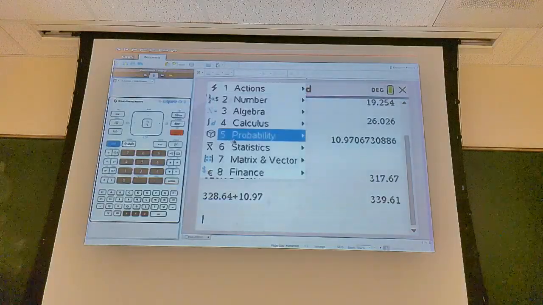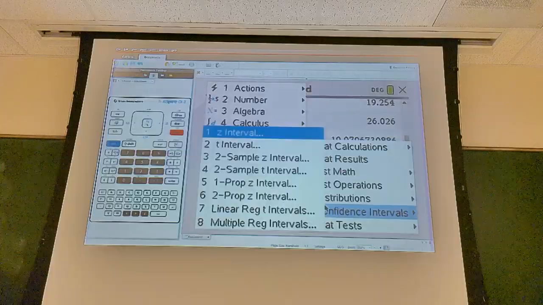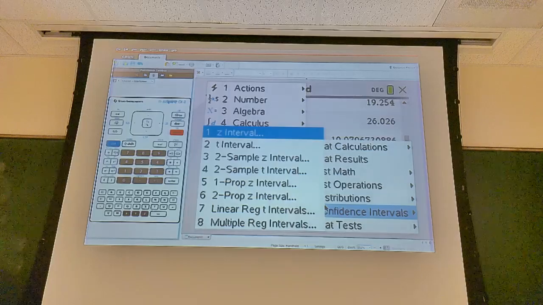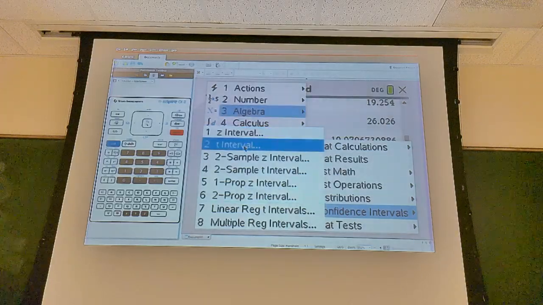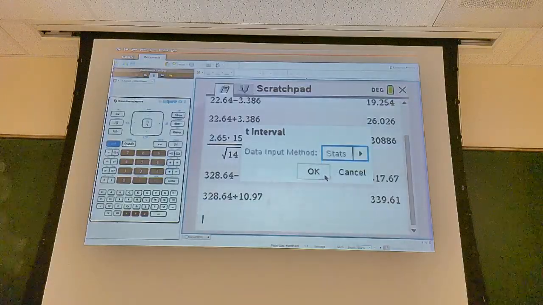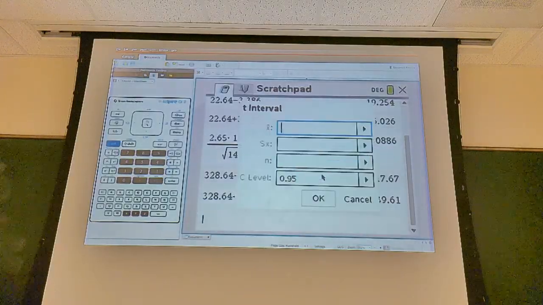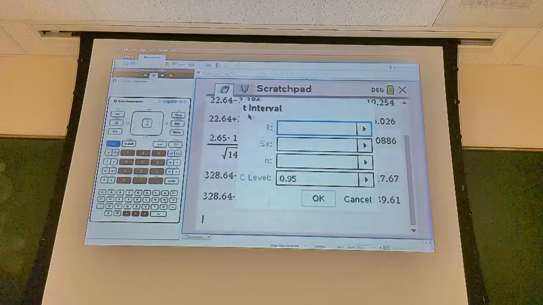And so where did we go last time? Menu, statistics, then confidence intervals, right? Now we want the t interval, or a one-sample t interval. Again, if you're asked, you don't want to use data, you want to use stats. We don't need alpha, and we didn't need degrees of freedom here either.